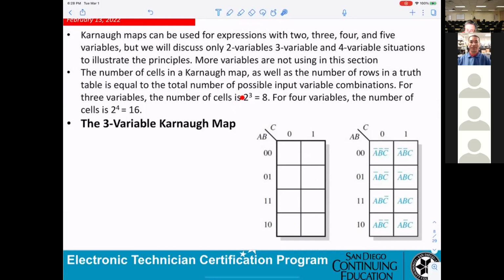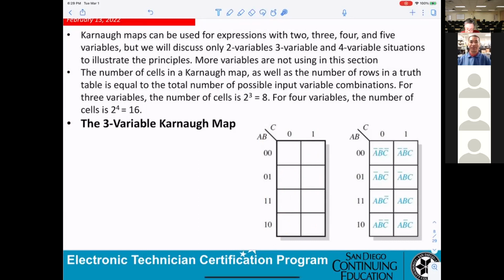Like the truth table, with 3 variables you get 2 to the power 3, which is 8 combinations. With 4 variables, you get 16. Now, this is a sample of the K-map for 3 variables, C, A, B. There is a cell for C equals 0 and a cell for C equals 1. Anything in here, C will be 0. Anything in this cell here, C will be 1.